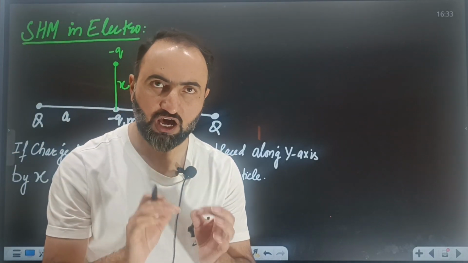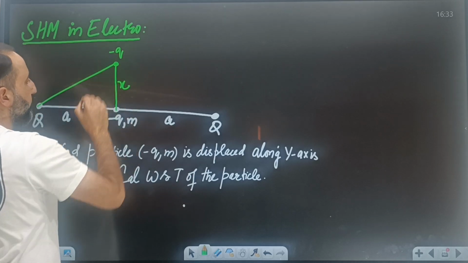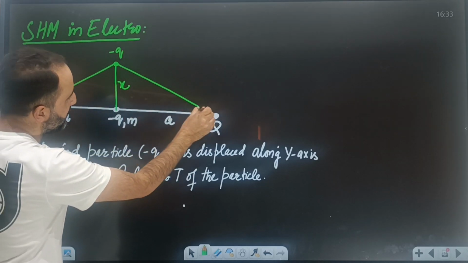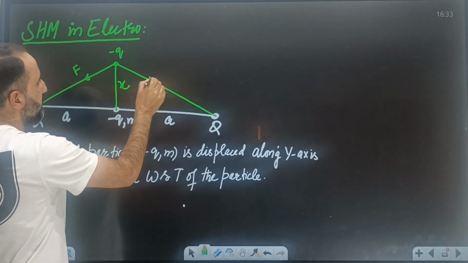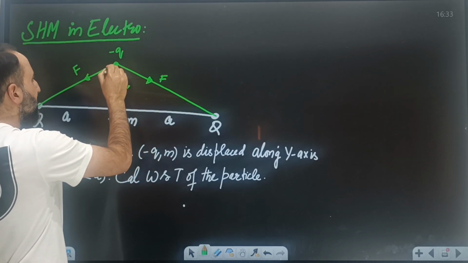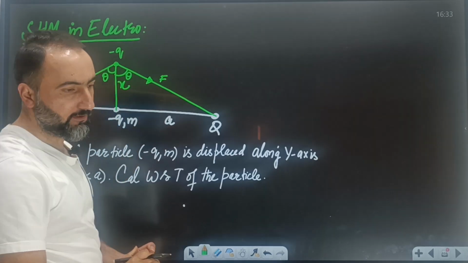So there are two forces on this charged particle. One force will be because of this plus q and another force will be because of this plus q, isn't it? So this force is equal to F, and this is also equal to F. For example, if this angle is theta, then this angle will also be equal to theta.